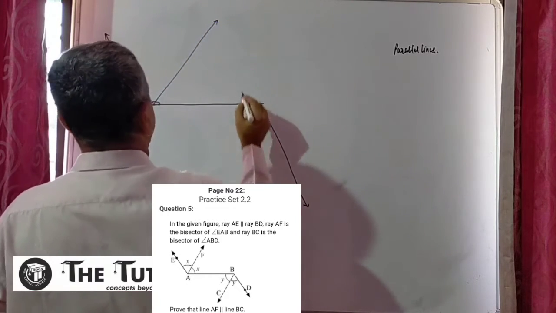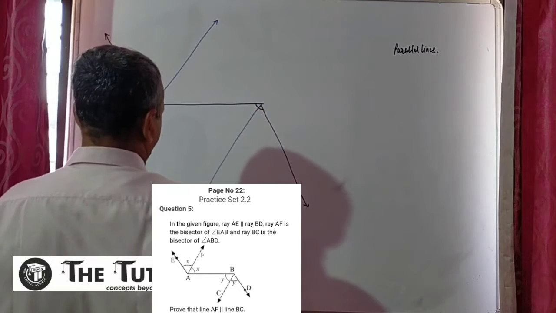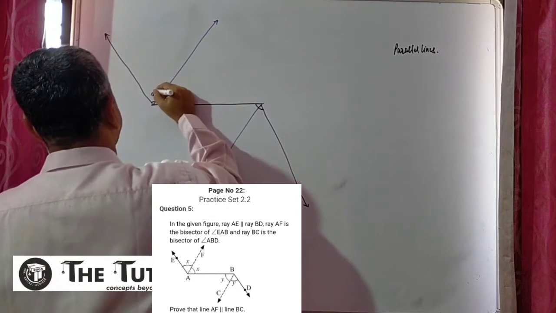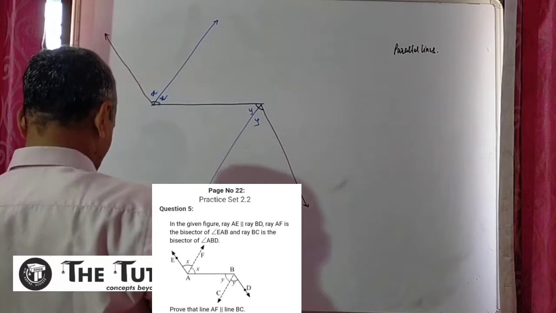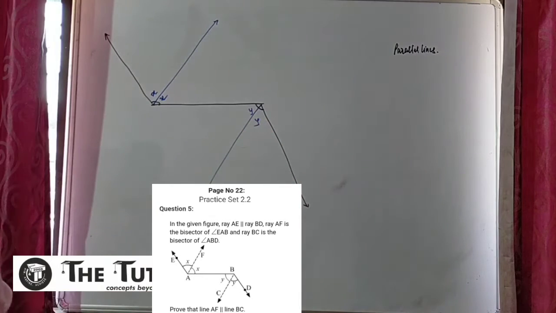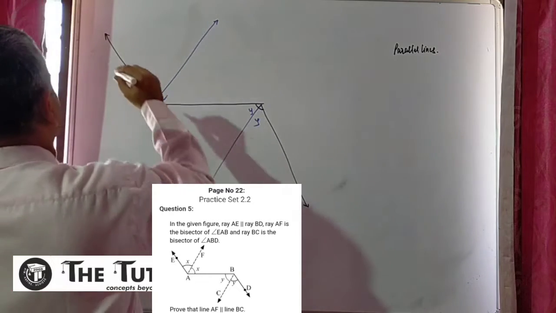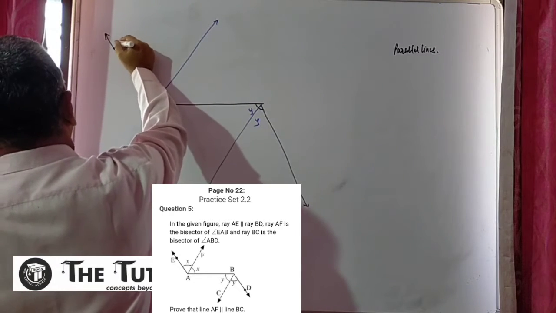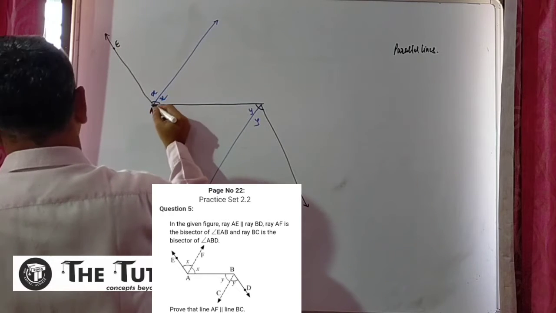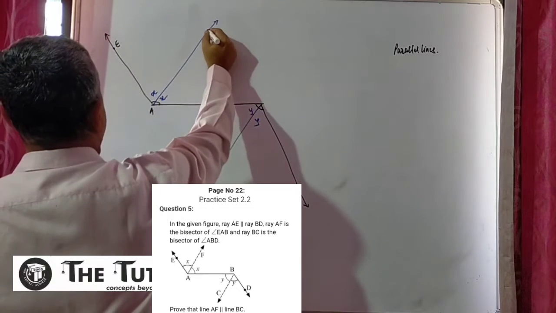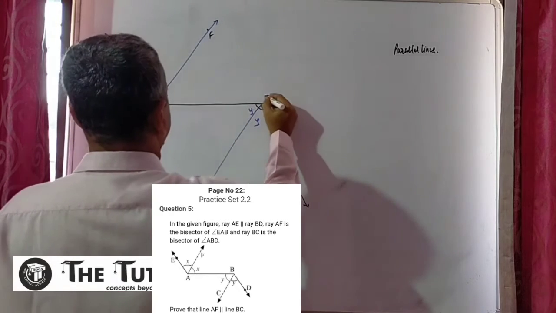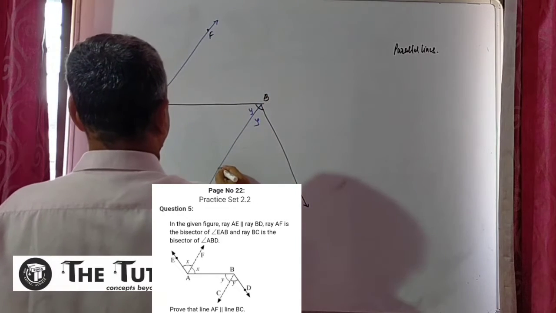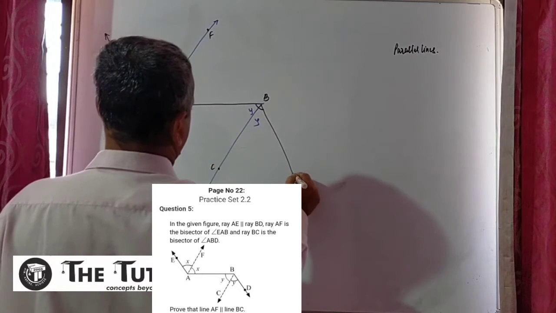This is somewhat your diagram. This is the bisector, this is X, this is Y. We do the naming. E, A, F, B, C, T.